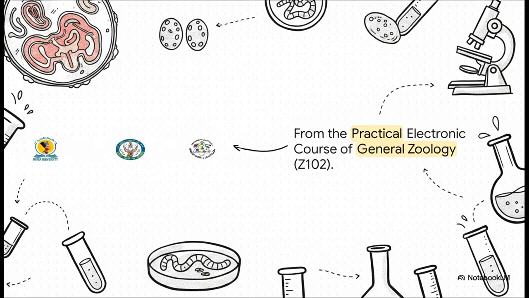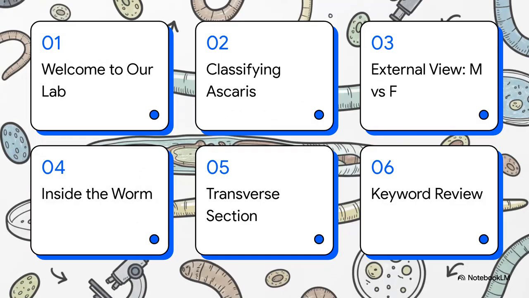So think of this as a focused study session. We are going to hit all the key points you absolutely have to know for your lab work and, of course, for your exams. Okay, so here's our game plan. We're going to follow the same steps you would in a real lab. First, we'll start with the big picture, how we classify this worm. Then, we'll zoom in to look at the outside to see the differences between males and females. After that, we'll do our virtual dissection to see the internal systems, take a look at a cross-section, and we'll finish up by reviewing the most important English keywords that you need to remember.